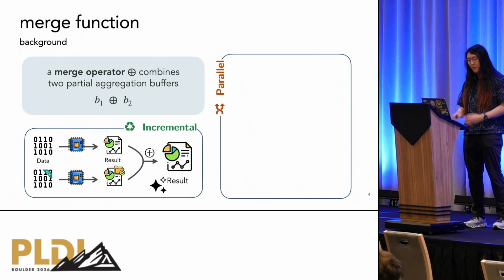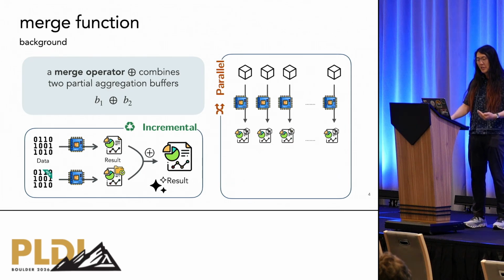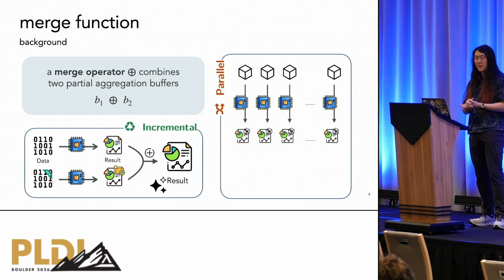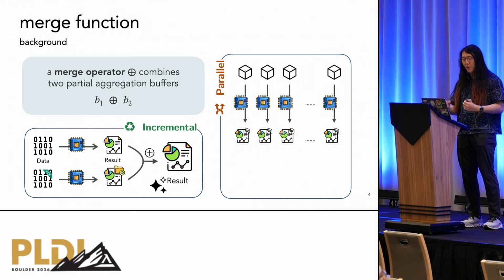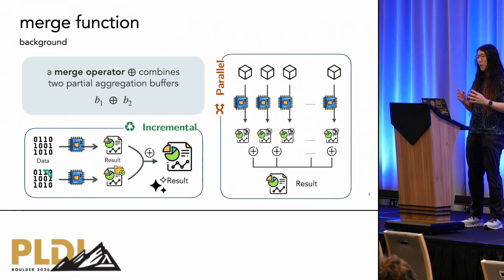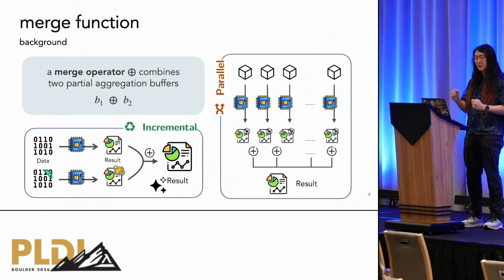and get the final result. For the case of parallel computation, the input is partitioned into different shards that get processed over multiple nodes. Each node will have its own intermediate result. And these result state buffers will be repeatedly processed using the merge operator to get the final result.